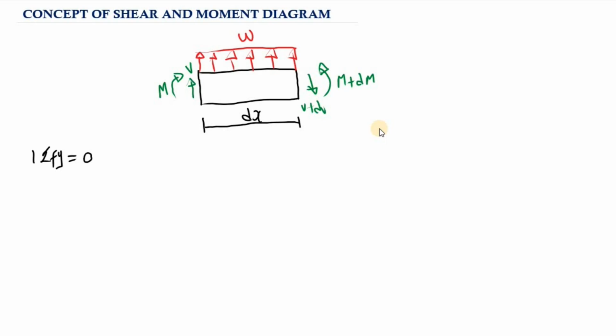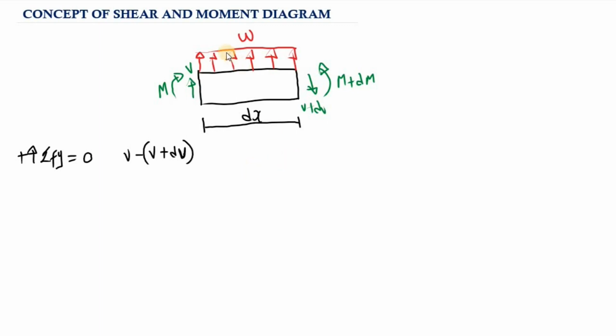And we are going to say all the forces acting upward are positive, while all the forces acting downward are negative. On the left side of the cut, as you can see, we have the shear force acting upward. So this is going to be positive. So we have V. Then on the right side of the cut, we have the shear force acting downward, and this is V plus dV. Because it is acting downward, it is going to be negative. So this is negative V plus dV, and make sure you introduce your parentheses.